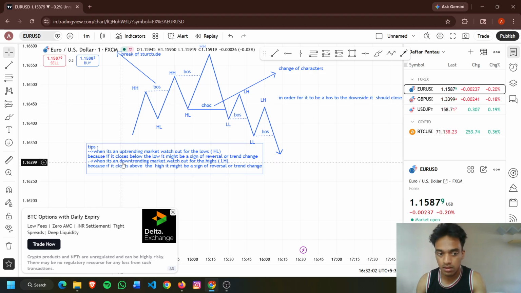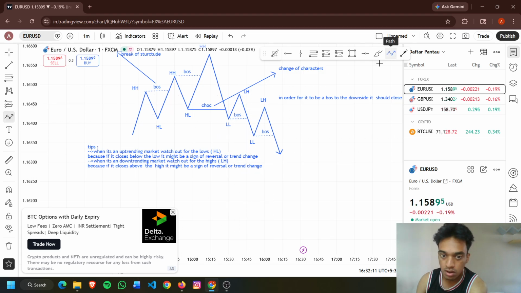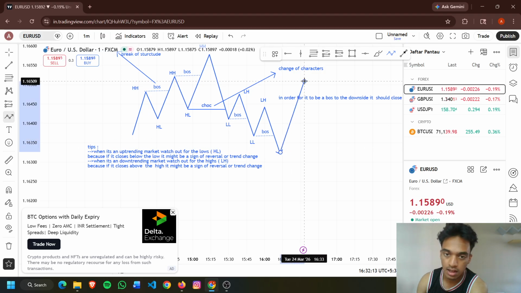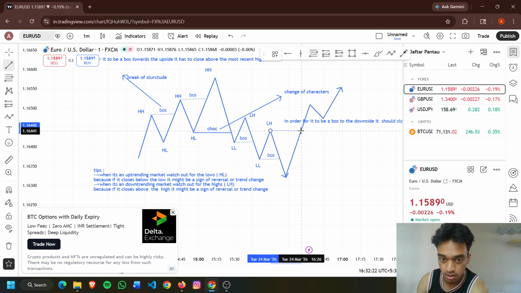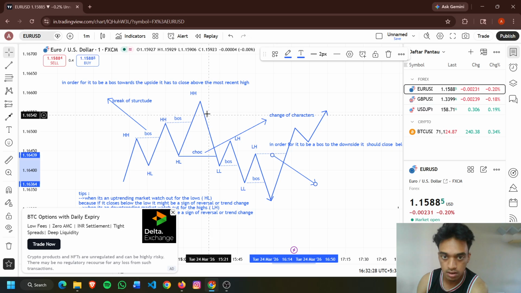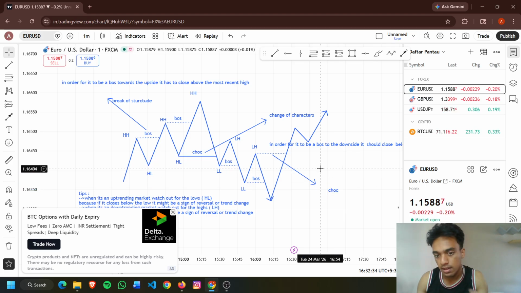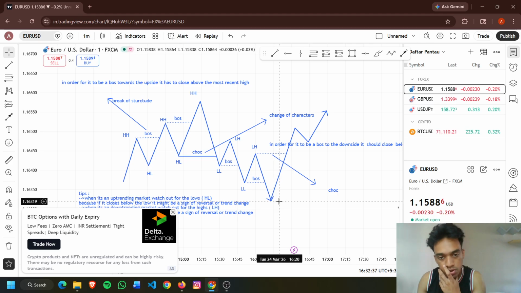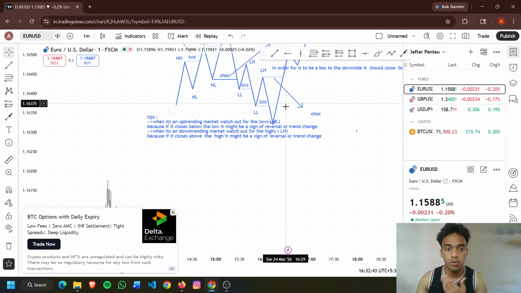It's the same the other way. When it is a downtrending market, watch out for the lower highs. So for example, if it just breaks like this and then moves like this, okay, I'll just do this. This has become a new change of character. I'll just type it as change of character, CHOC. This is a change of character because it was a downtrending market and it started moving towards an uptrending market. This is how the market moves.